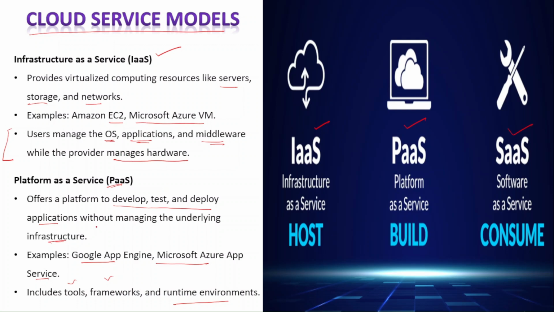So here, as we see in the first point, without managing the underlying infrastructure means that the user no longer has to manage the operating system and the middleware. These are taken care of by the cloud service provider. The user only gets the software development environment, and then the user develops, tests, and deploys their application. So that is the main difference. As I said earlier, the user management responsibility decreases as we go from infrastructure as a service to other models.